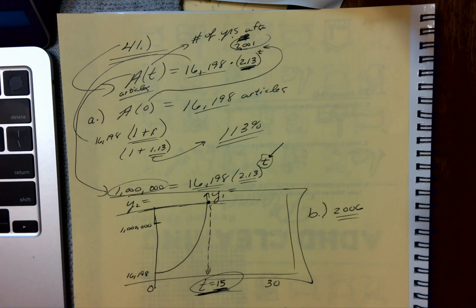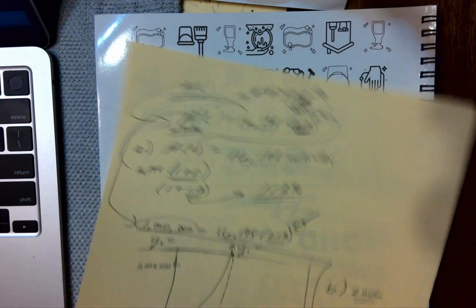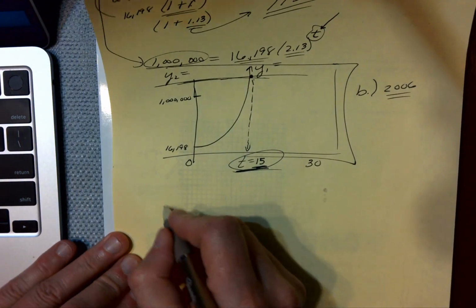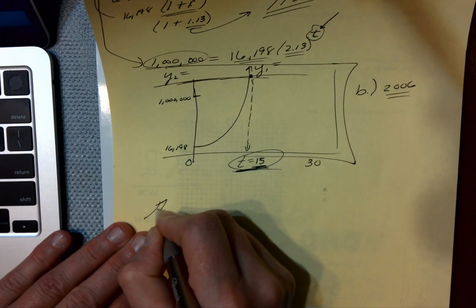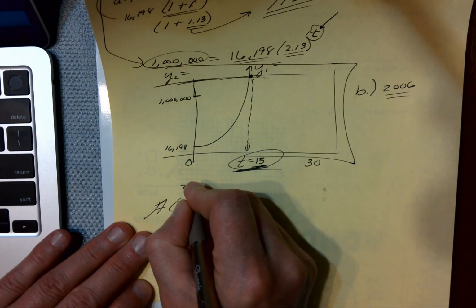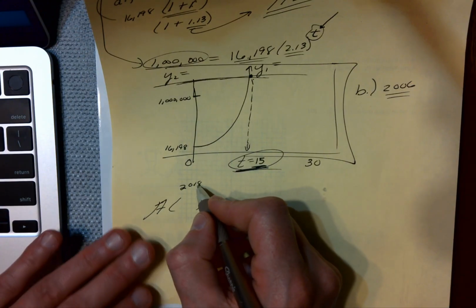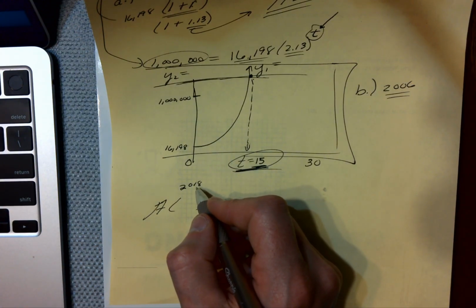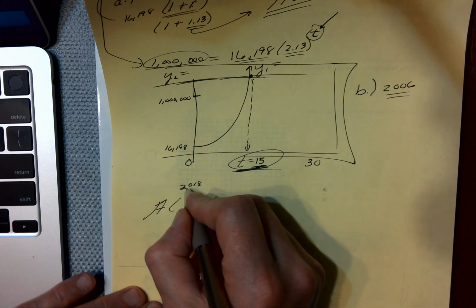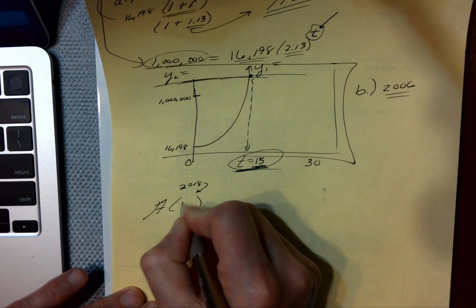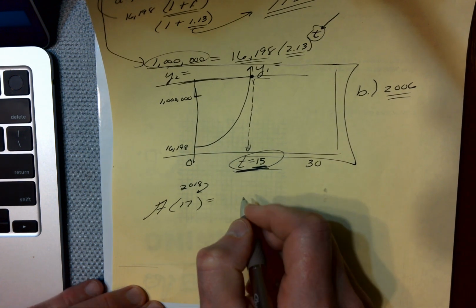Okay. Part C, what does part C say? Predict the number of articles there will be at the end of 2018. So at the end of 2018, how many articles? Well, you started in 2001, so 0 represents 2001, 1 represents 2002. This would be 17 years after 2001.